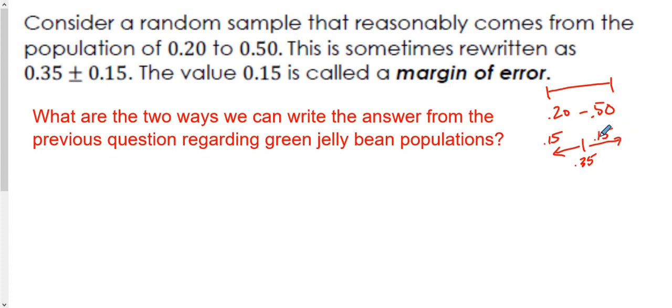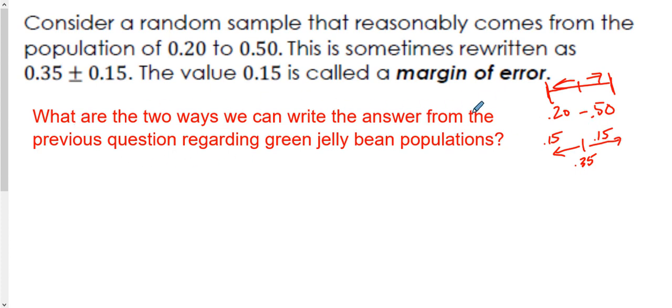And 0.35 plus 0.15 is 0.50. So there's two different ways to think about this: whether we're going to do a range from here to here, or whether we're going to talk about the center and then how far it could go in either direction. So those are the two ways that we can think about this.